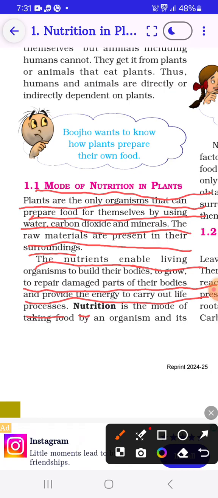Nutrition. How do nutrients enable living organisms? 1. To build bodies. 2. To grow. 3. To repair damaged parts of their bodies. 4. To provide the energy to carry out life processes.